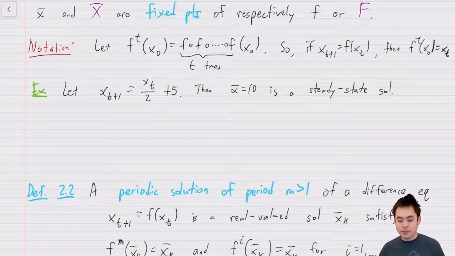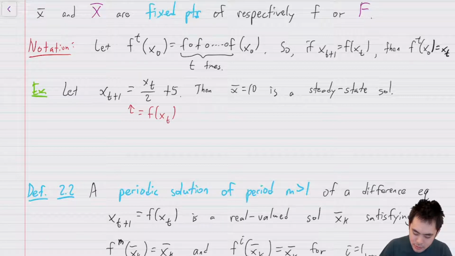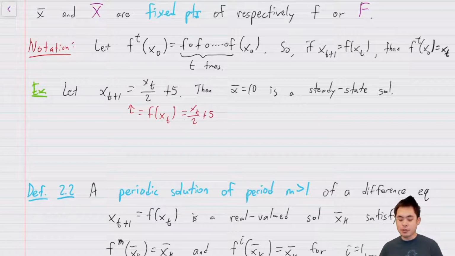And of course, then 10 is a fixed point of the function, so in this case, this is equal to f of x sub t, where that is x sub t over 2 plus 5. So it's a fixed point of the function f.